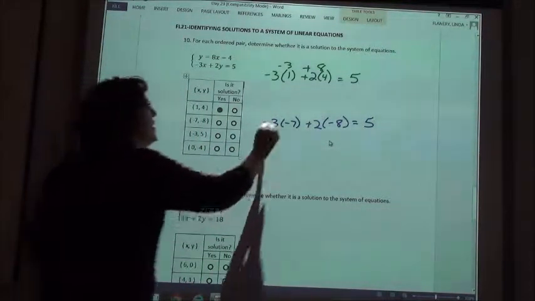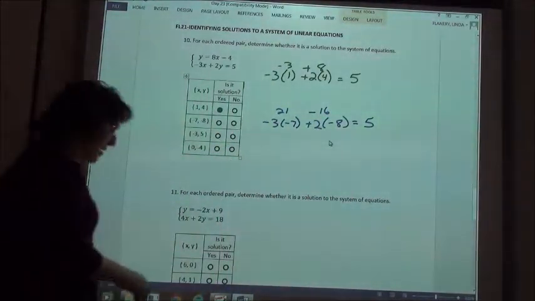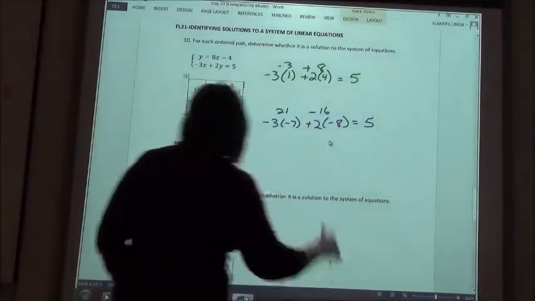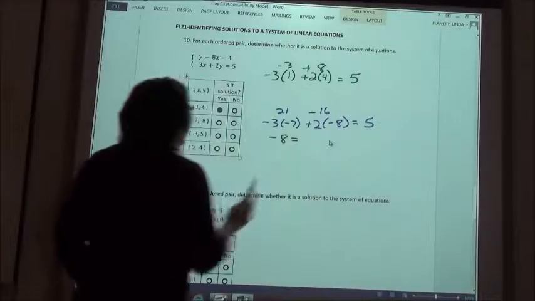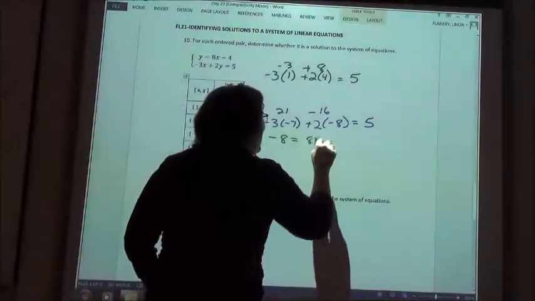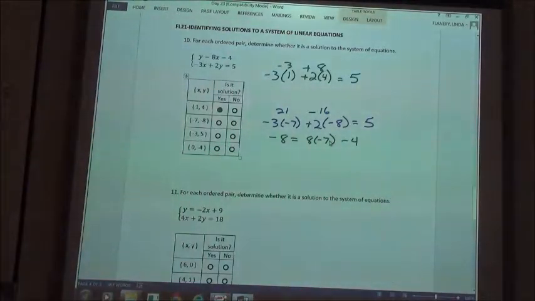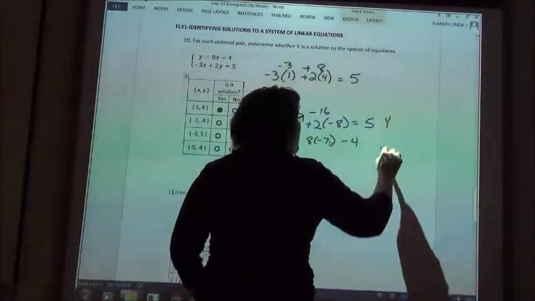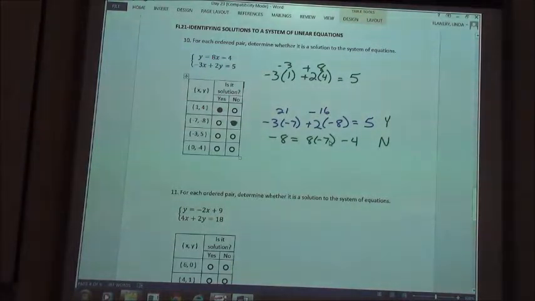We do get 5. 21 minus 16 is 5. That means we've got to check the other line. So now we've got to check our other line. Y equals, so our y value is negative 8. Does that equal 8 times the x value? So 8 times negative 7 minus 4. Nope, that doesn't work. So since this was a yes, but this was a no, the answer is going to be no, because in order to be yes, it has to work in both of them.